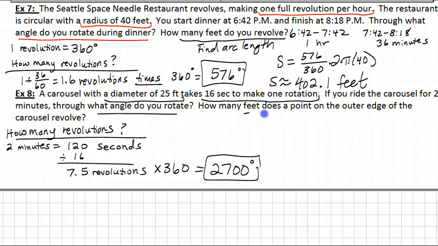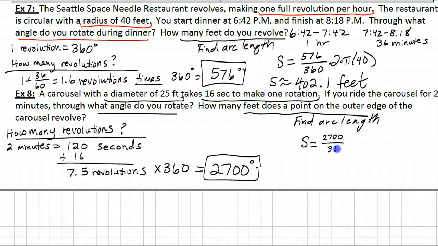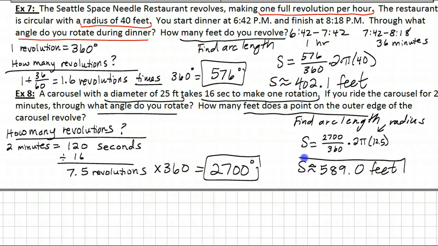And then, how many feet does a point on the outer edge of the carousel revolve? Again, that's just a fancy way of them saying find the arc length. I am in degrees, so I'm going to use the degree formula again: 2,700 divided by 360, so angle divided by 360 times 2 pi times the radius. I know the diameter is 25 feet, so the radius would be 12.5. Again, you can just type that all into your calculator. Give it a try. You should end up with 589.0 feet if I round it to 1 decimal place.